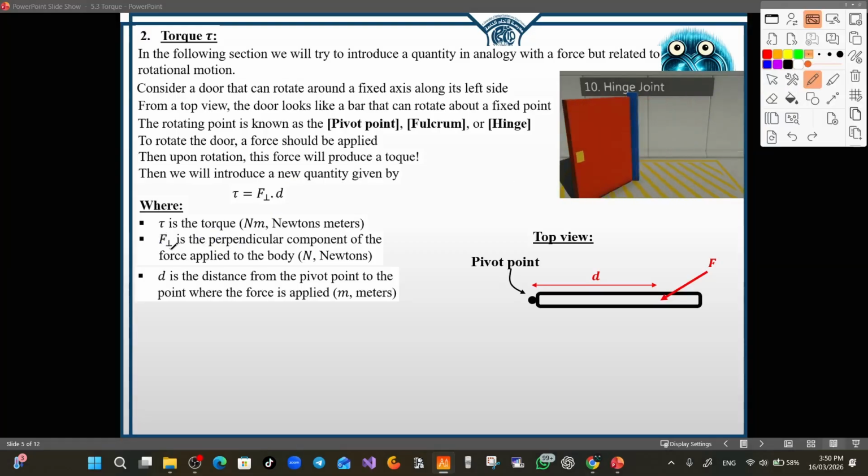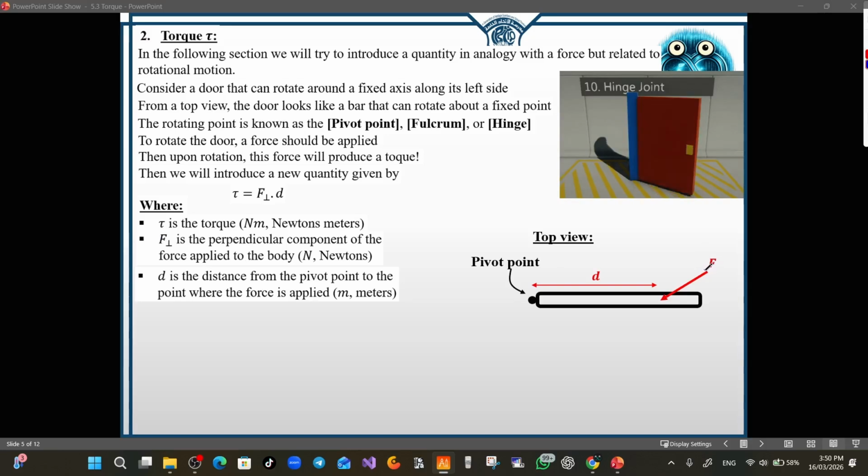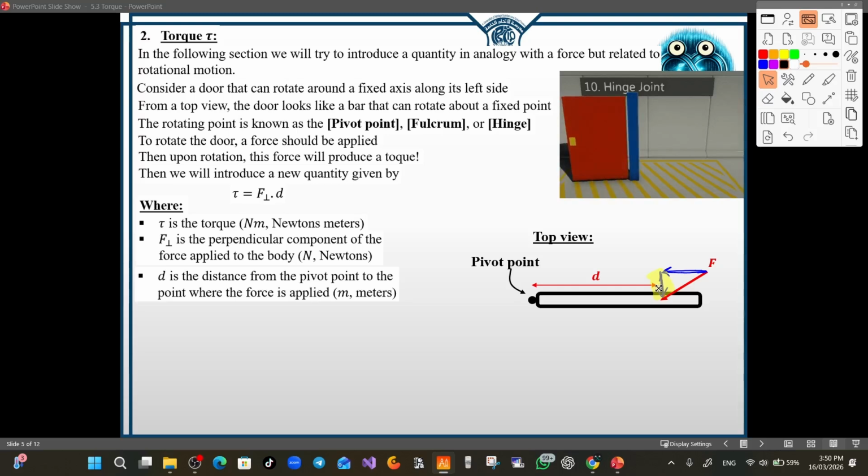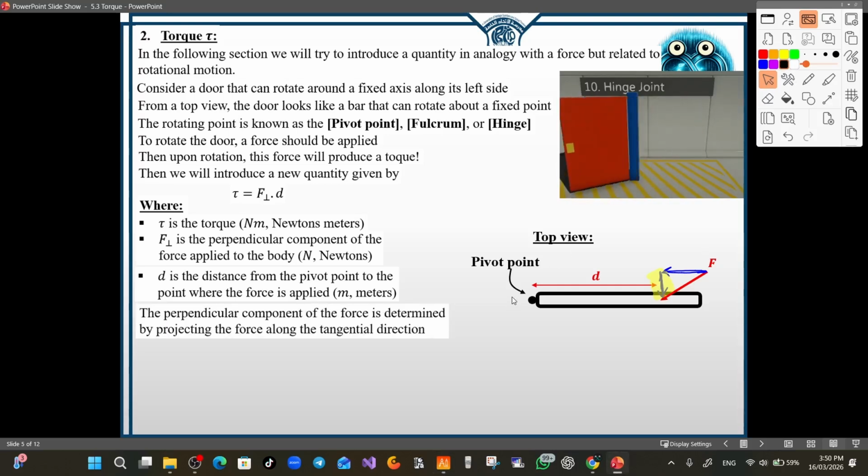Now, what do I mean by F perpendicular? It means that we consider here only the perpendicular force that causes the motion. To analyze it, remember that this force can be decomposed into two components. The first component is in this direction, and the second component is in that direction. We are interested only in this component of the force, and it will cause the rotational motion. The perpendicular component of the force is determined by the projection of the force along the tangential direction.